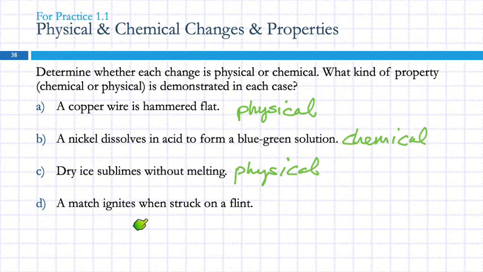A match ignites when struck on a flint. Chemical. Once you strike that match, it's done, right? It's not the same anymore. You can't just say, oh, let's do that again and strike it again and have it ignite. It does it the one time. It undergoes a chemical reaction. The original substances are destroyed, and you can't just repeat that over again. So that is a chemical change. Any questions?